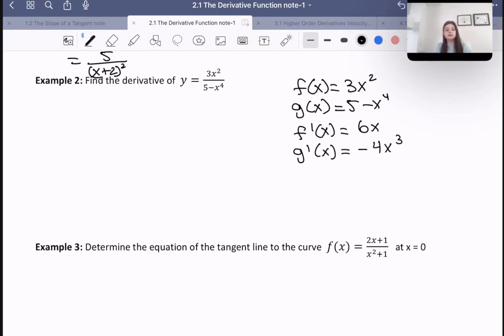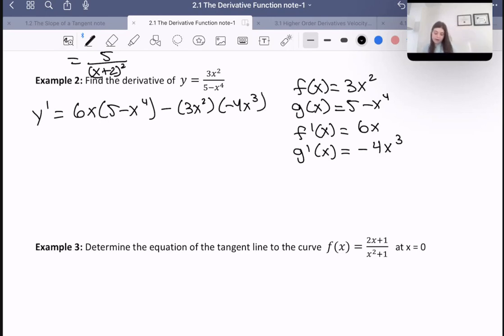So now let's put that all down. So y prime, according to our quotient rule, is the derivative of f of x, which is 6x, times g of x, which is 5 minus x to the power 4, subtract f of x, which is 3x squared, times the derivative of g of x, which is negative 4x cubed. And now all of that is over 5 minus x to the 4 squared.